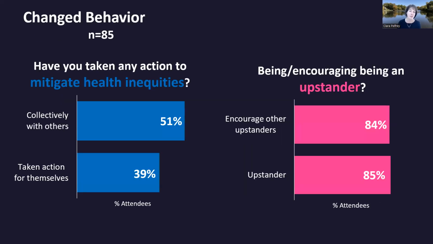But now you're going to the second column in that logic model and asking, what sort of changes in behavior have you had after this program? Some of them may be as a result of the program, some may not, and we will never know the answer to that, I don't think. But we asked if they had taken action to mitigate health inequities. And we asked whether they'd done it collectively with other people, and 51% had, and taken action for themselves, and 39% had. That is a really encouraging number. We also asked them, how are you being or encouraging being an upstander? And again, encouraging other people, 84%, and being an upstander, 85%. So we feel like, behavior-wise, these people are really putting their money where their mouth is. They're doing the action.